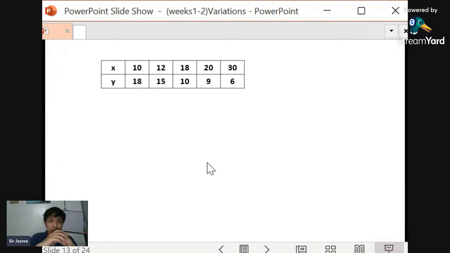So look at the behavior, 10, 12, 18, 20, 30. O pataas ng pataas yan. Yung y naman is 18, 15, 10, 9, 6. Pababa ng pababa. So pwede ba natin i-conclude na inverse variation to? So you have to check for the constant. So inverse variation. O kung inverse variation to, so what is the constant? What is the constant? Yes, tama po. This is an inverse variation. But we have to take a look at the constant, no? Rafael, may constant po ito, no? May constant po yan.